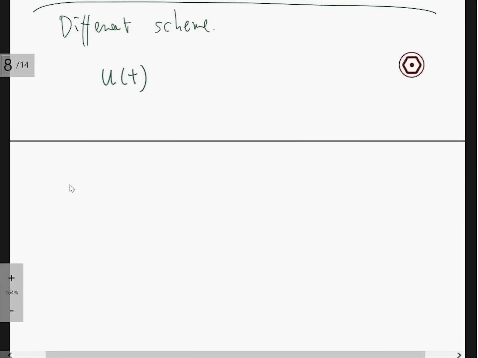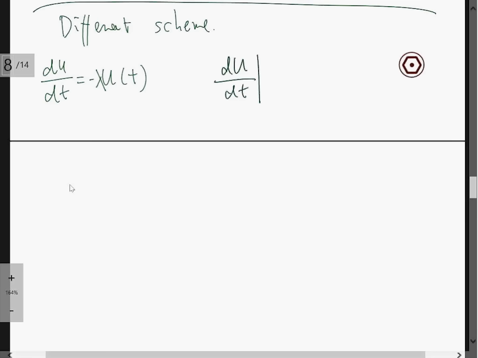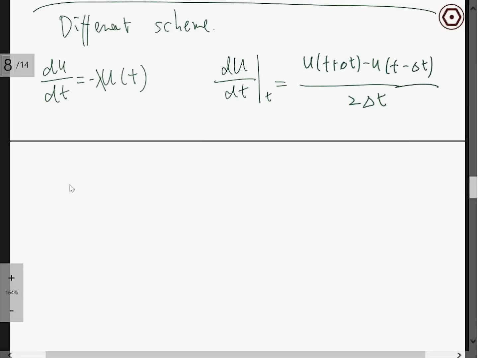All right, agreed. We just call it u of t. I have du dt equal to minus lambda times u of t. I'm going to devise another scheme of approximating the derivative. I have du dt at a certain time t equal to u at t plus delta t minus u at t minus delta t, divided by 2 delta t.